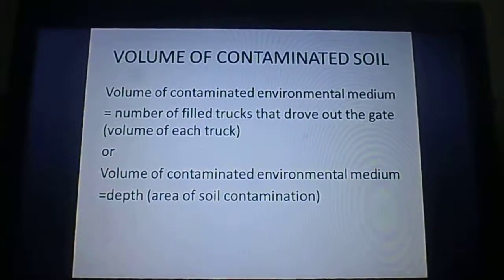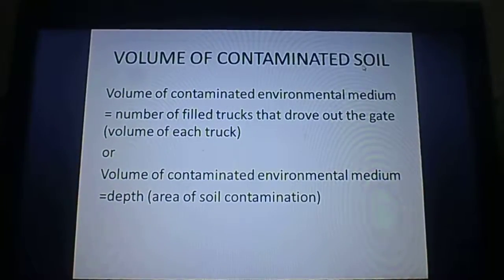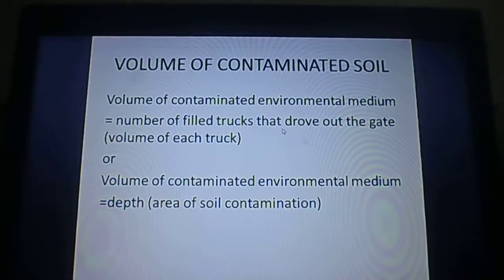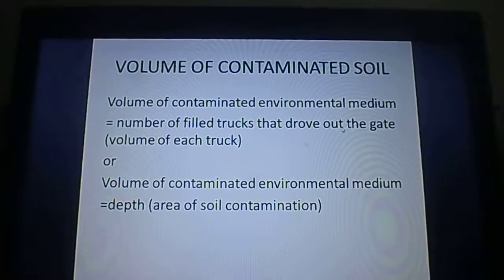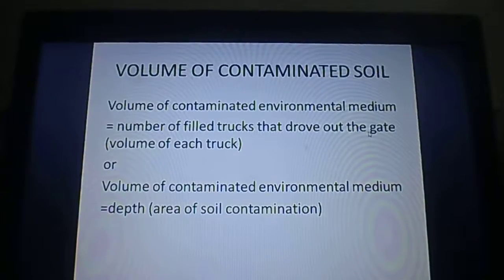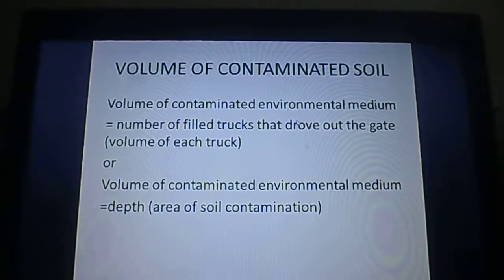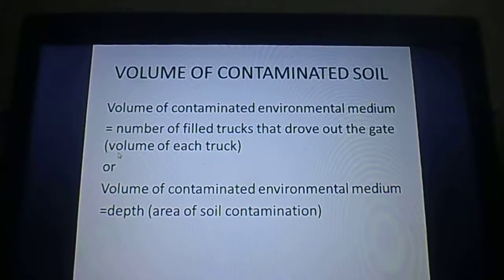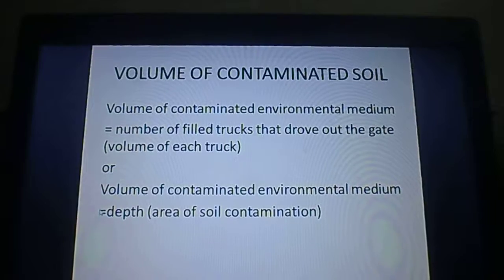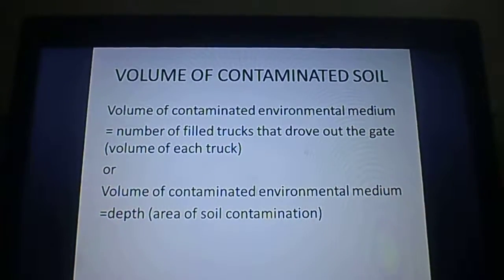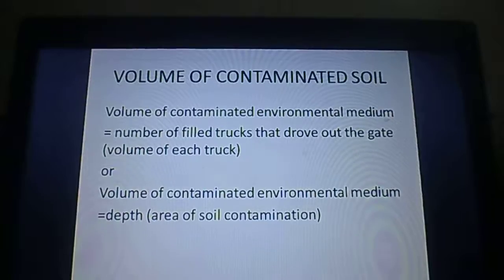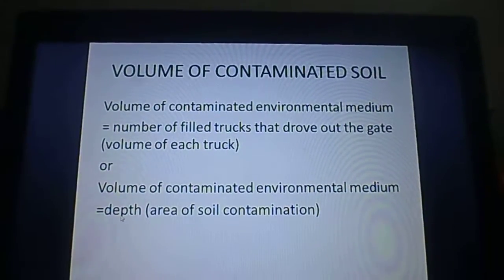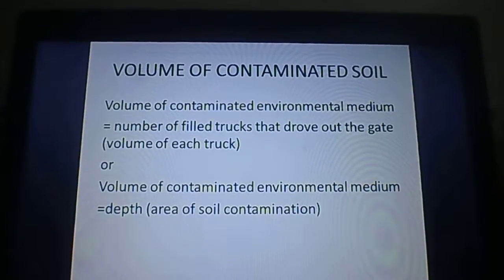The volume of the contaminated environmental medium, such as soil, may be computed by multiplying the number of field trucks that drove out the gate containing the contaminated environmental medium times the volume of each truck, or it may be computed by multiplying the depth by the area of soil contamination.